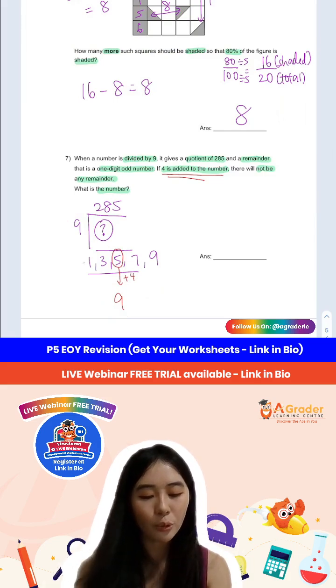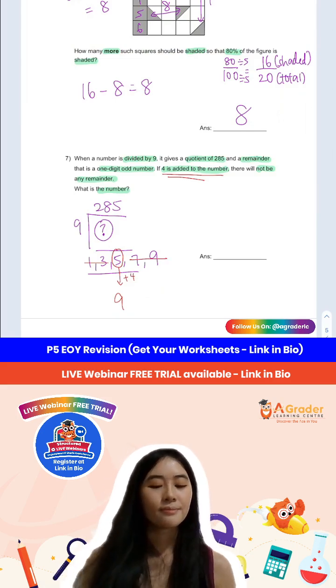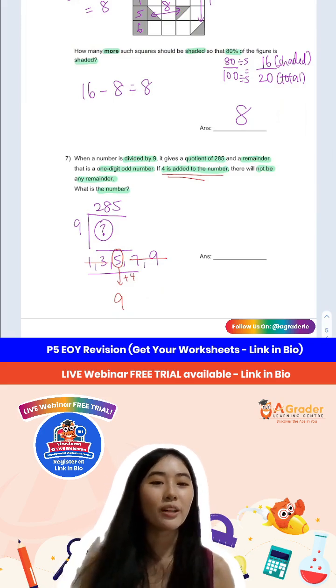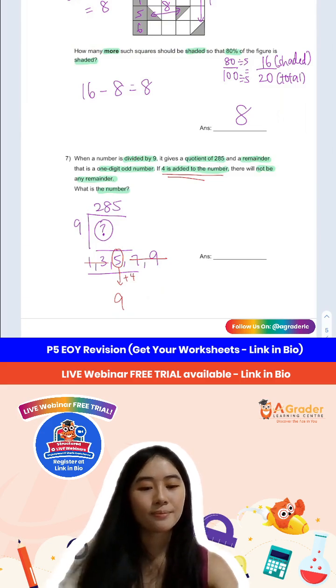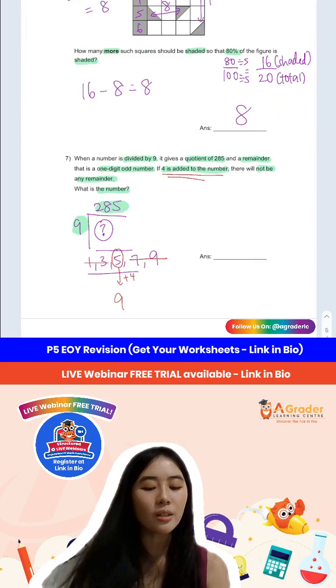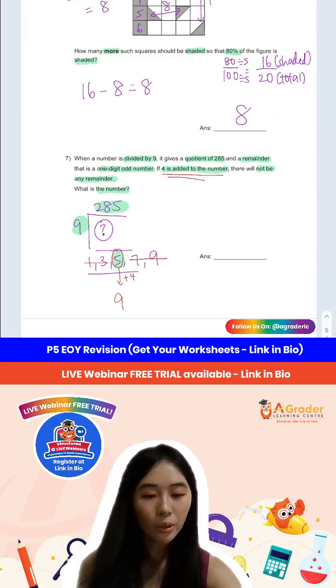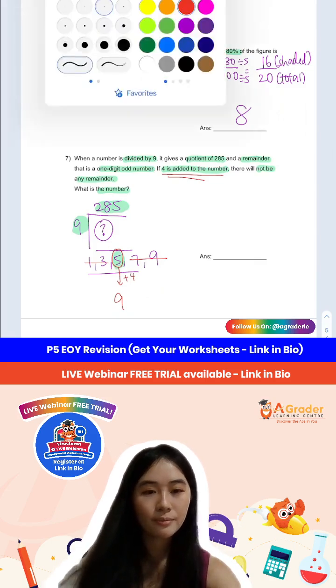So the rest, I'm going to cancel them out. All right, so now you can do your calculation and send me your final answer. What is this number? This number divided by 9, the quotient is 285 and the remainder is 5. So how do you calculate this number? Please try it.